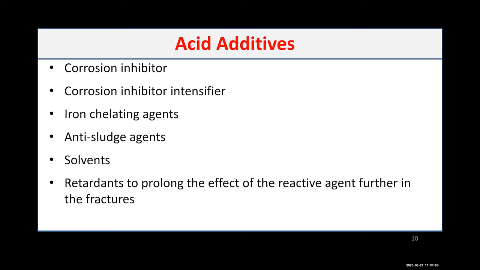And you'll find, based on the acid, there's a different corrosion inhibitor. There's a corrosion inhibitor that works for HCl, there's a corrosion inhibitor that works for organic acid, and there's a certain corrosion inhibitor that works for HF. So it's not one corrosion inhibitor that works for everything. And the best way to select the corrosion inhibitor is by doing a corrosion test.